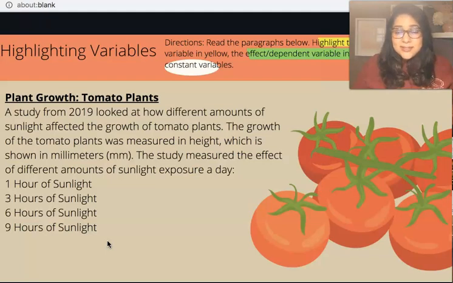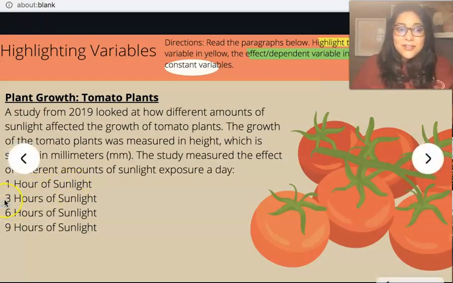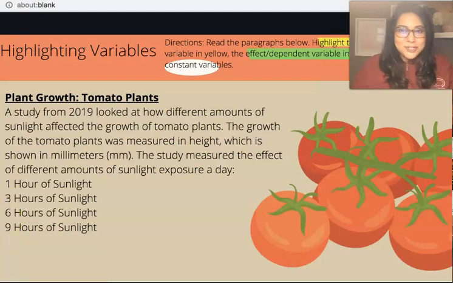So a study from 2019 looked at how different amounts of sunlight affected the growth of tomato plants. The growth of tomato plants was measured in height, which is shown in millimeters. The study measured the effect of different amounts of sunlight exposure a day. So you have 1 hour of sunlight exposure, 3 hours, 6 and 9 hours of sunlight exposure. So if you need to reread this, feel free to reread it and start those annotations. And when you're done, press play so we can continue with our work.